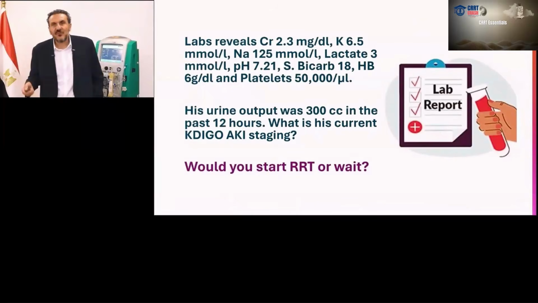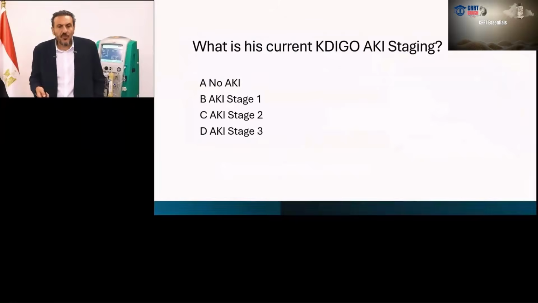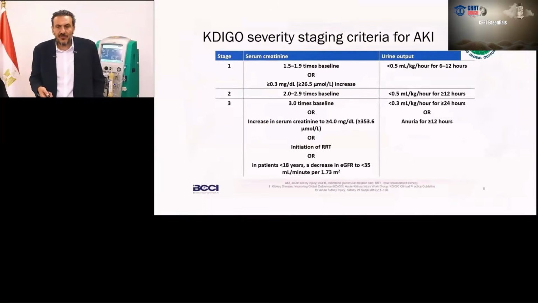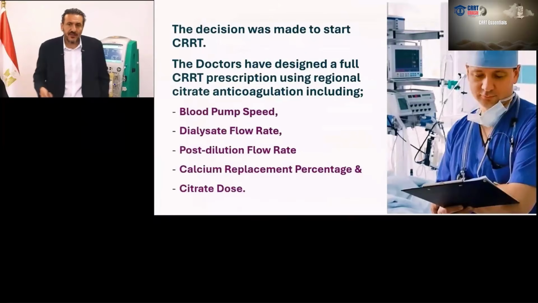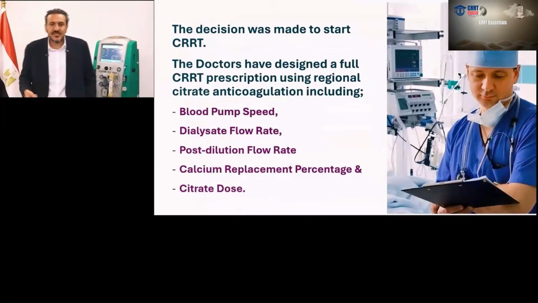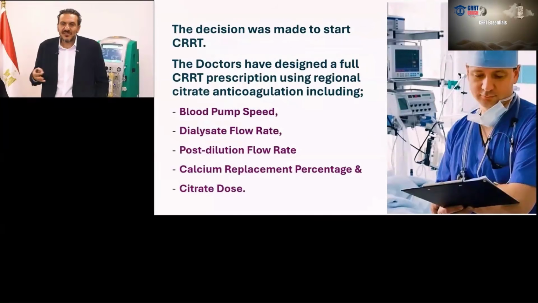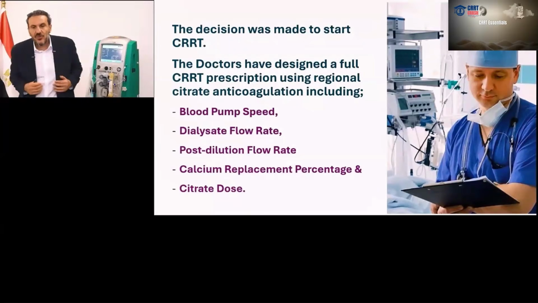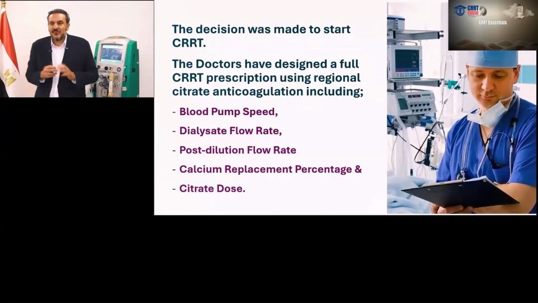So this question is a great question. It's one of the cases where some physicians would start RRT and some physicians would wait. So in this case, it's not a right or wrong answer, and both answers work very well for that case. But the decision here was made to start the RRT. The doctors have designed a full CRRT prescription using regional citrate anticoagulation, including blood pump, dialysate, post-dilution, calcium replacement percentage, and the citrate dose. This is how you fill in the CRRT prescription.